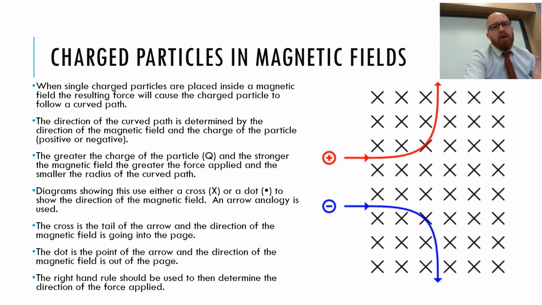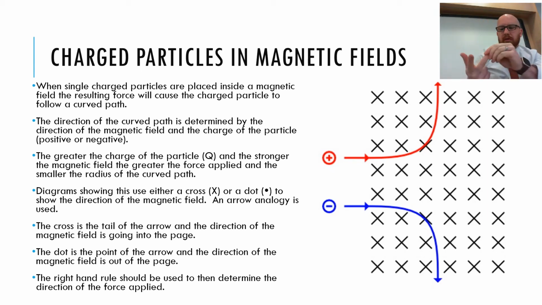So what we can then do is say the field in this example is going into the page. So field finger into the page. We can then see that if it's a positive charged particle, we can use the direction. In fact, let's do the negative one. The negative one would be the flow of the electrons. So if I line it up, then I know the force is going to be downwards because the thumb would be downwards. So the blue charged particle there goes downwards.